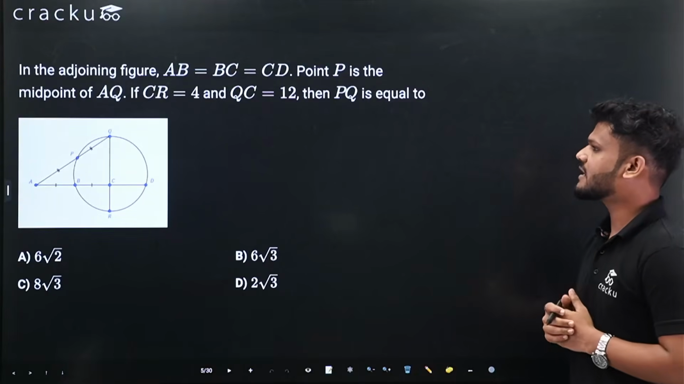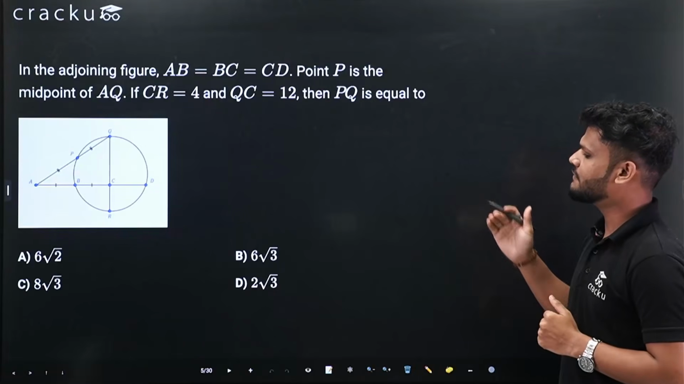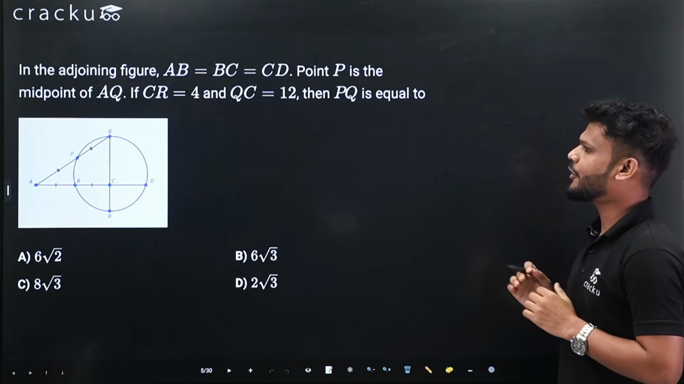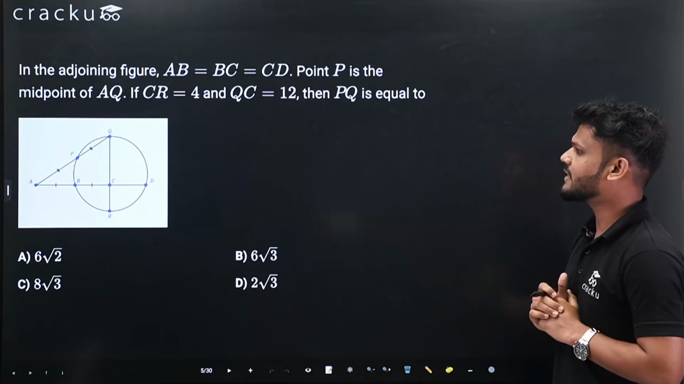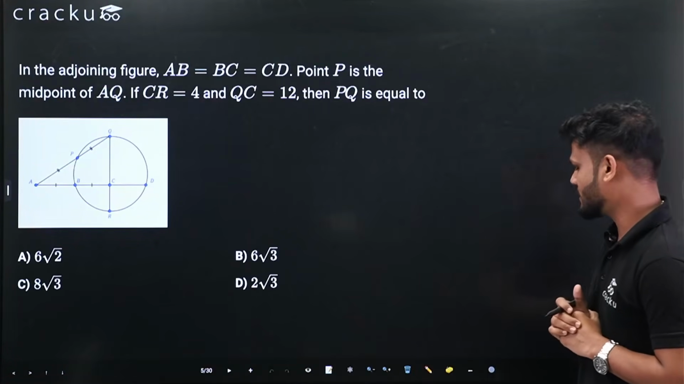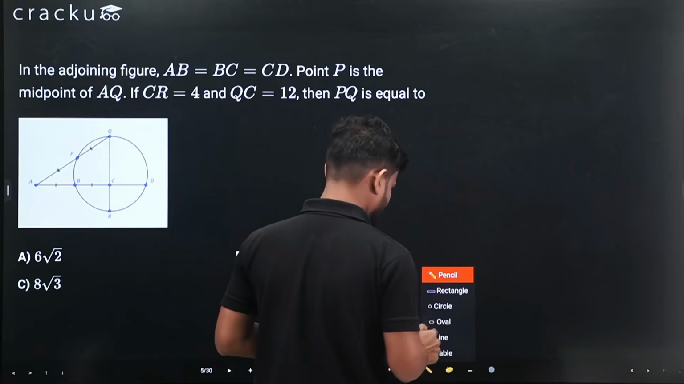Now in this question we are given AB equal to BC equal to CD. Point P is the midpoint of AQ. If CR is equal to 4 and QC equal to 12, then PQ is equal to what? Let us first draw the figure.